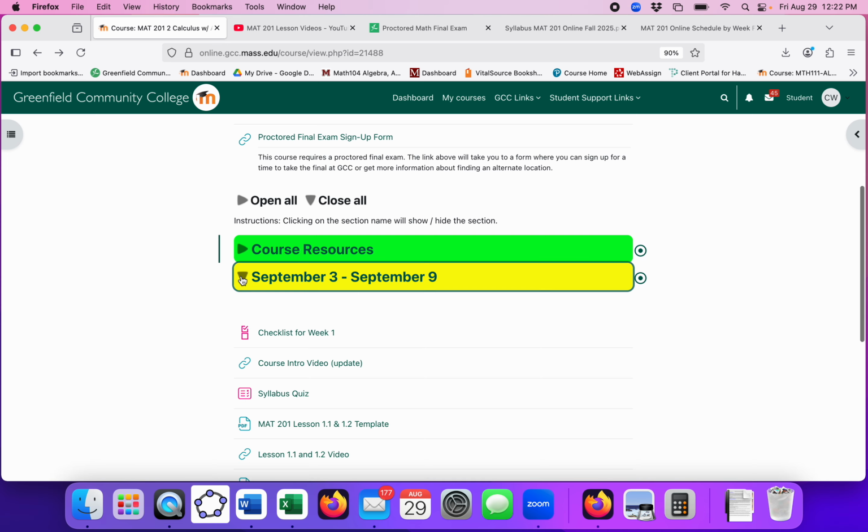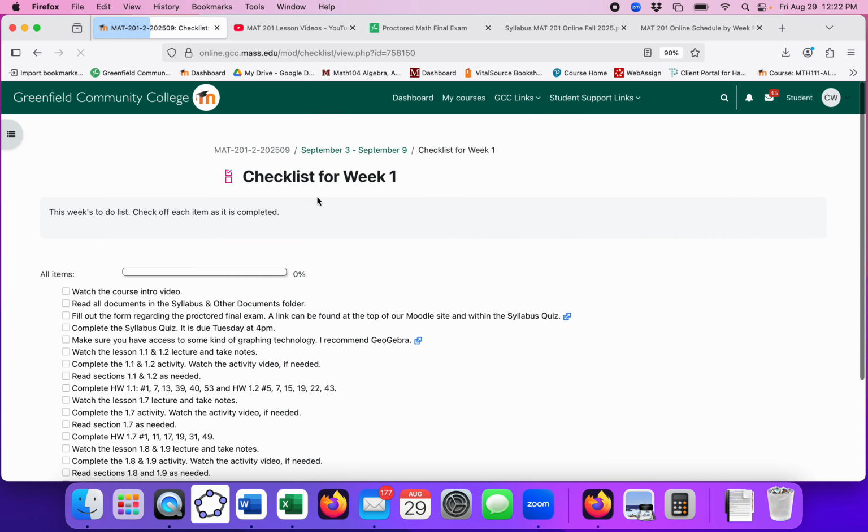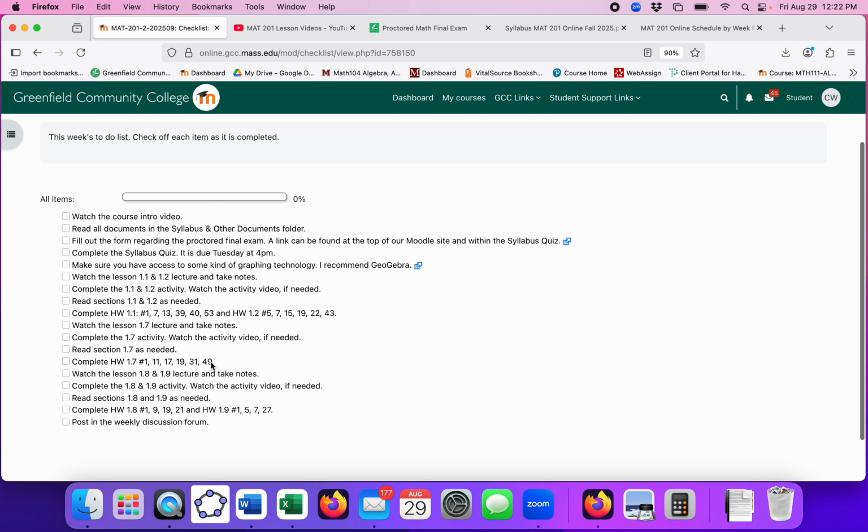Okay, so now we'll look at what each week of the semester looks like. Each week starts with a checklist. Checklist for week 1. If you click on that, you can see all the things I'm asking you to do in the week. Watch the course intro video. Once you're done with that, you can check that off like that. Read all the documents in the syllabus and other documents folder. Fill out the form for the proctored final exam, etc. So you're just going to work through all the items in this checklist. These little blue things are if there's a link associated with the item. So this takes you to a link to the proctored final exam form that we just looked at.